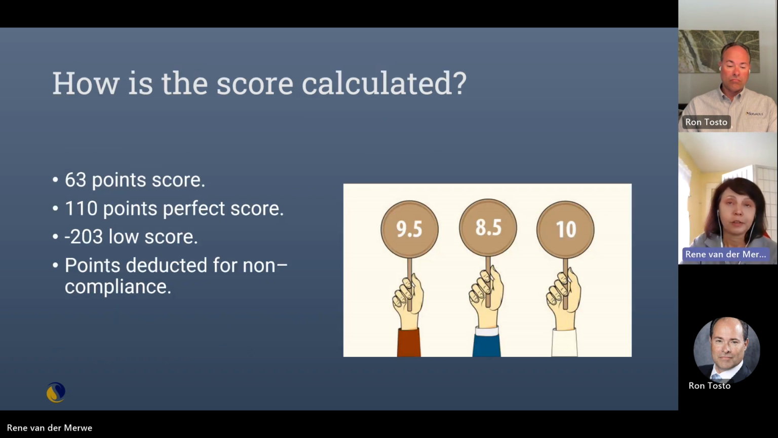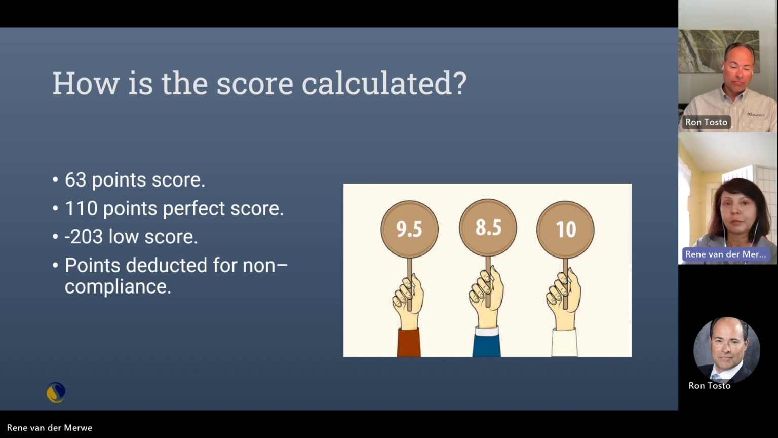Level 1 self-assessments have a score of 63. Level 2 assessments begin at 110 points with a low score of -203. The practices themselves are each worth 1, 3, or 5 points. There is no partial credit. The full point range is -203 to a perfect score of 110. Points are deducted for each control a company does not fully meet.